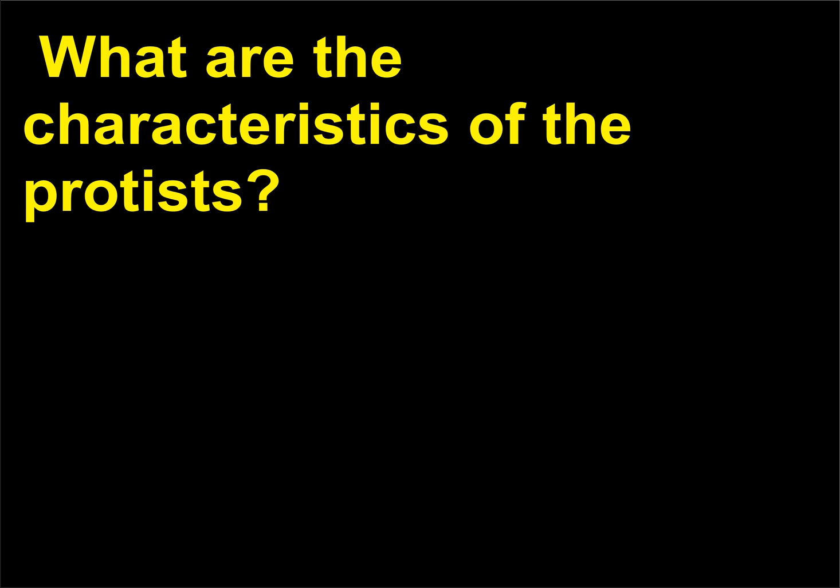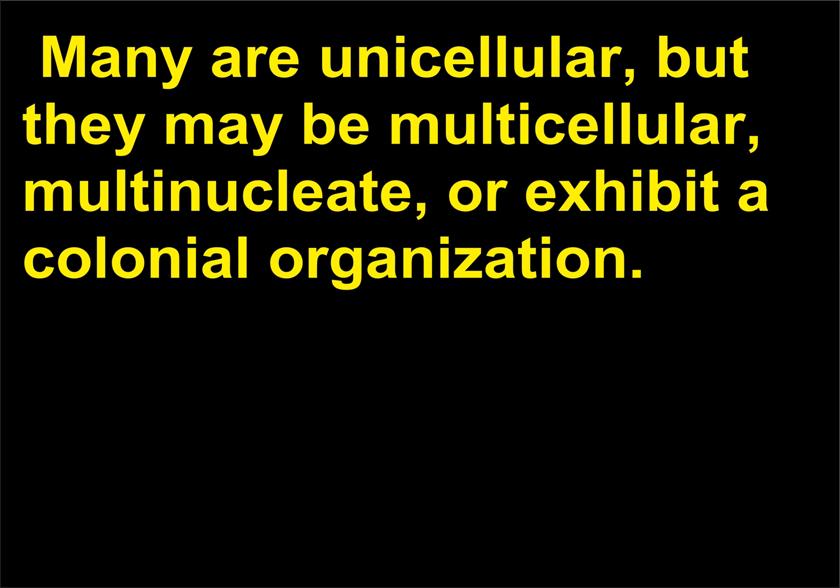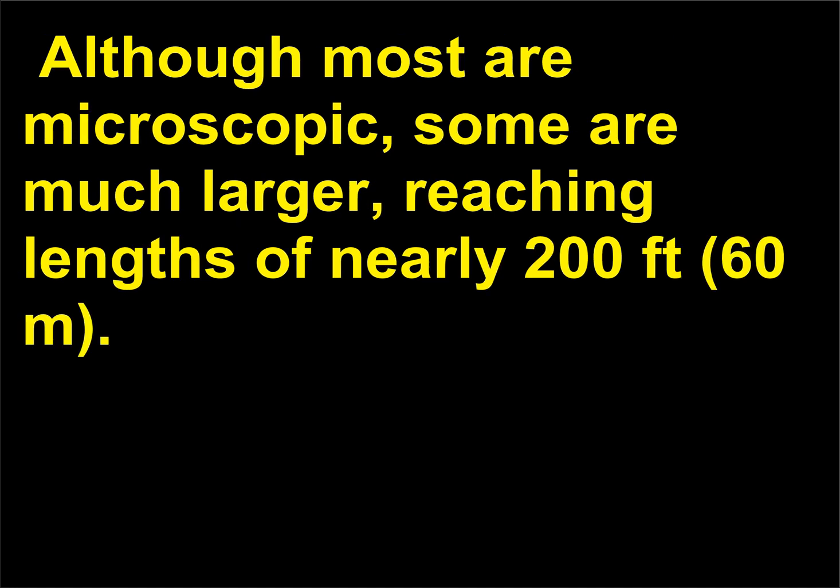What are the characteristics of the protists? Protists are a diverse group of organisms. All protists are eukaryotic. Many are unicellular, but they may be multicellular, multinucleate, or exhibit a colonial organization. Although most are microscopic, some are much larger, reaching lengths of nearly 200 feet (60 meters).